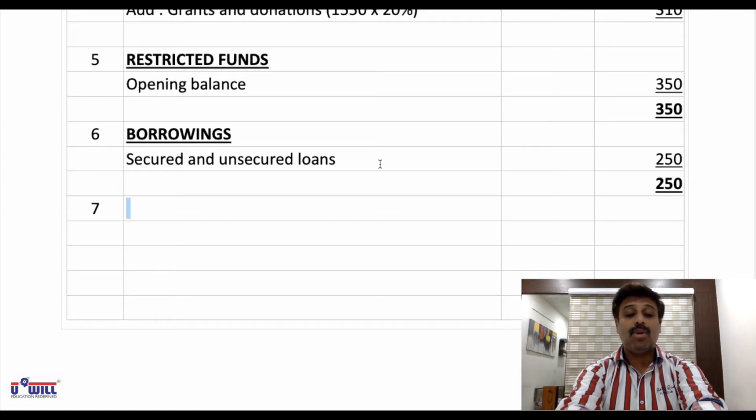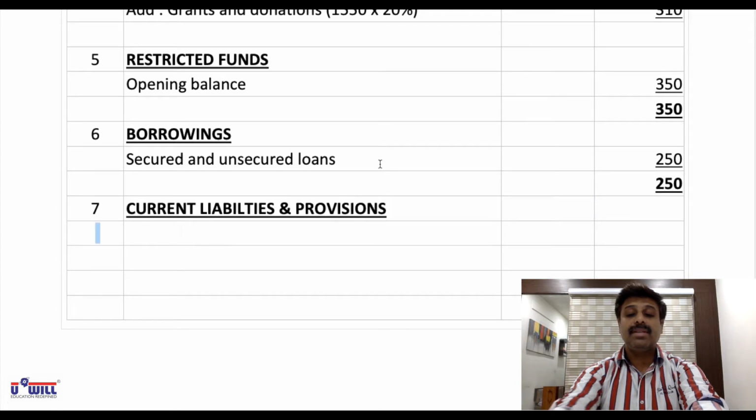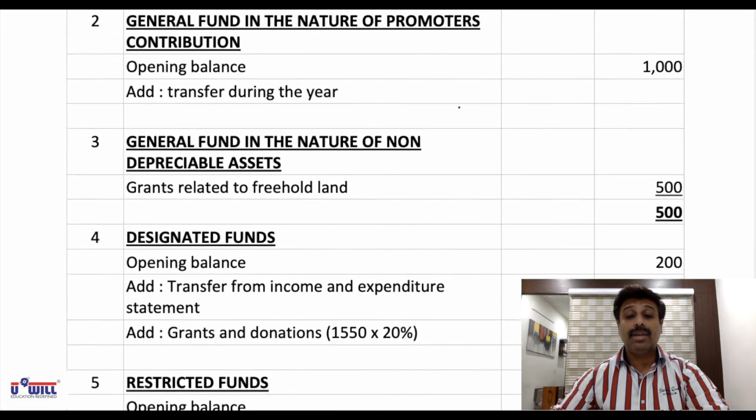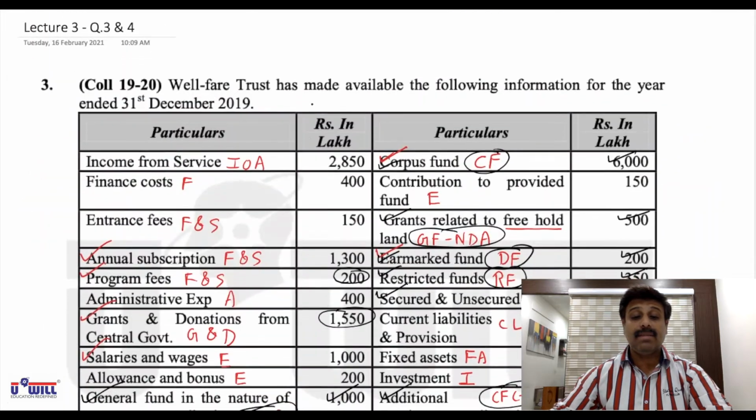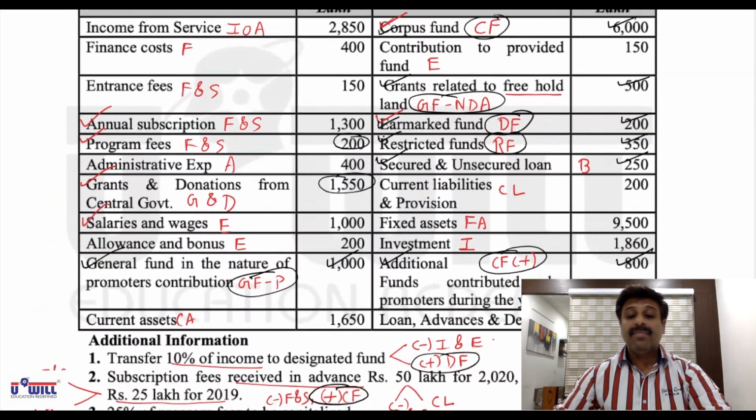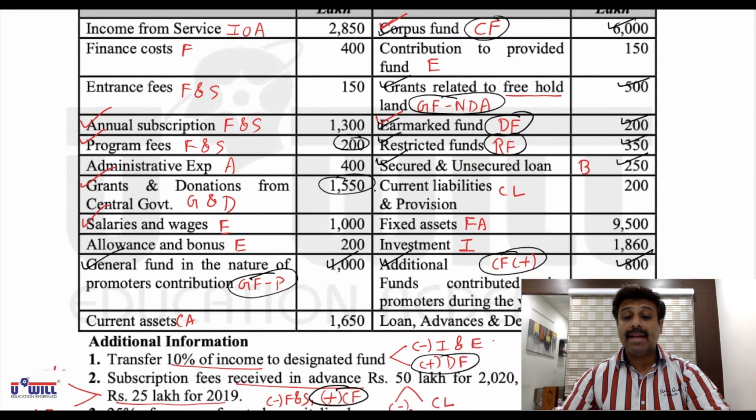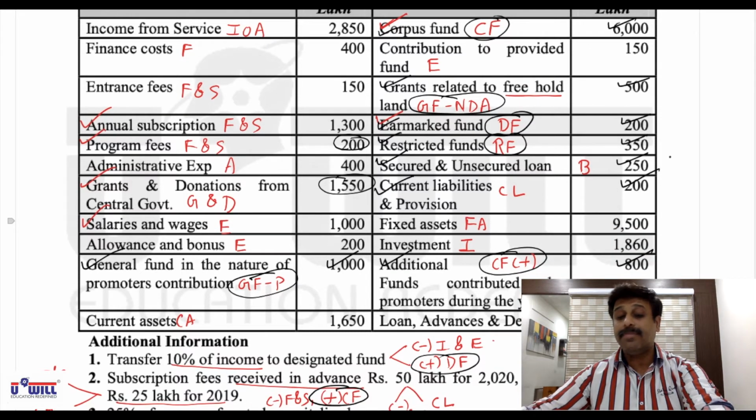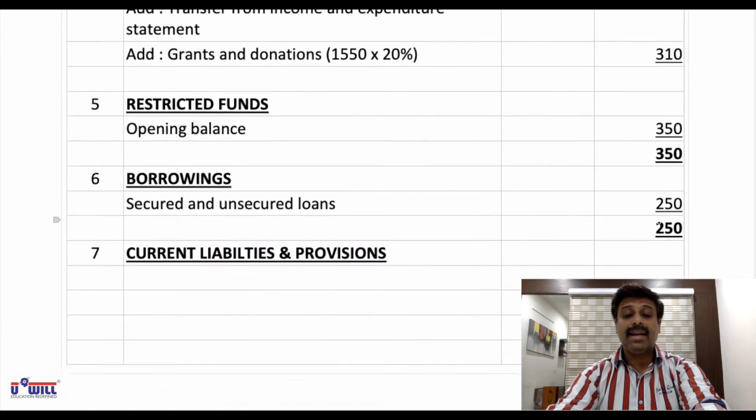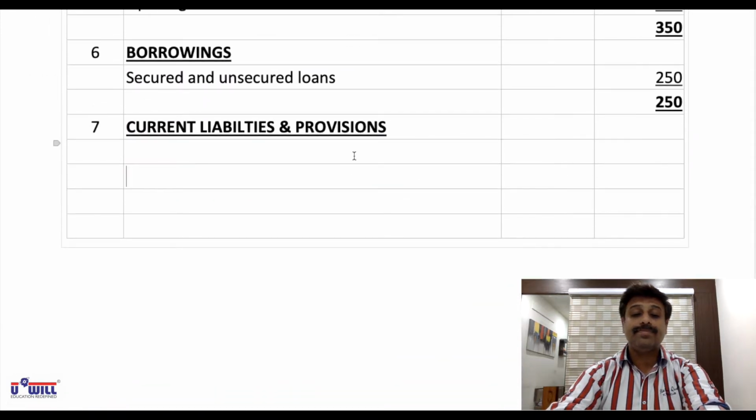And seventh, after borrowings we will have current liabilities and provisions. CL marked items. So let us look at current liabilities and provisions. CL marked items. On the left side we don't have, right side this current liabilities and provisions are directly given 200. So first we write that current liabilities and provisions of 200.